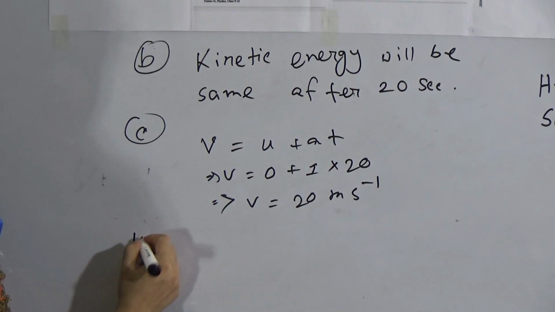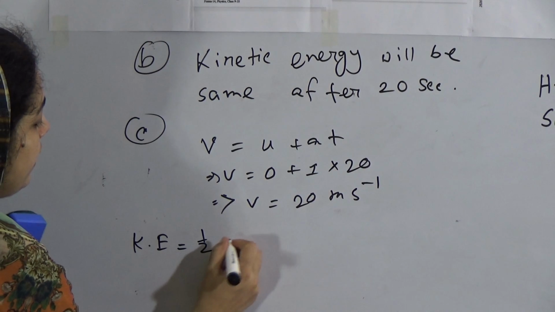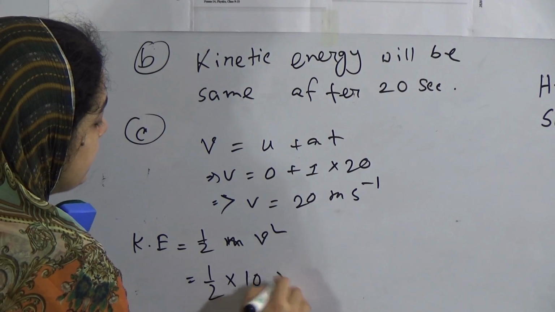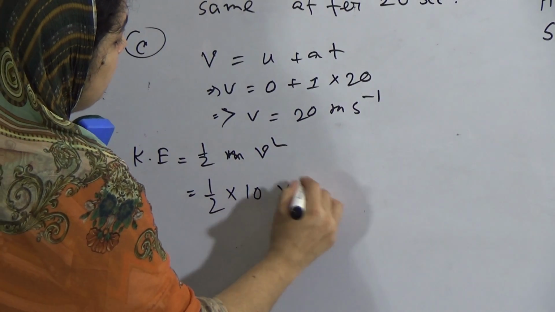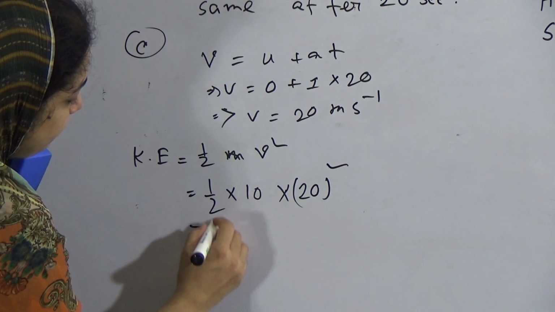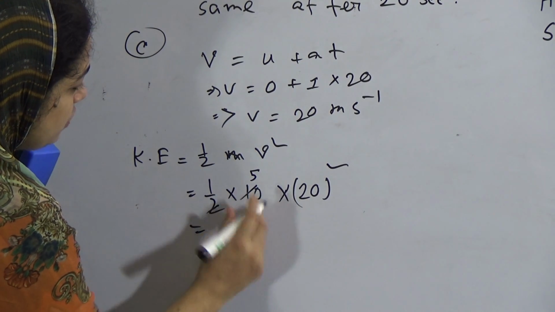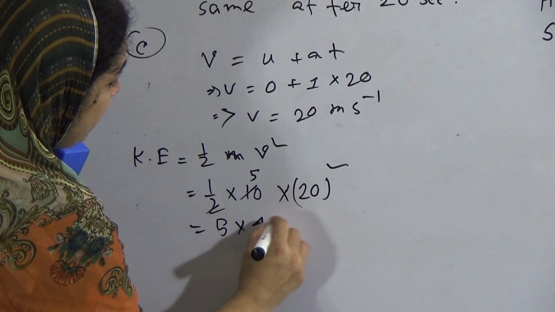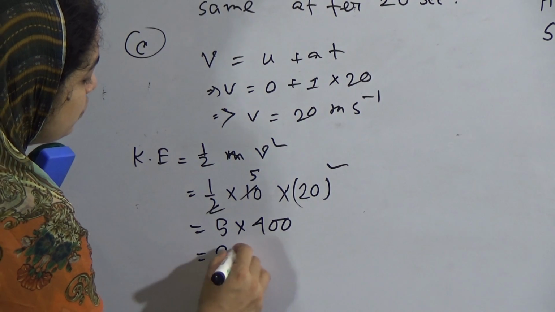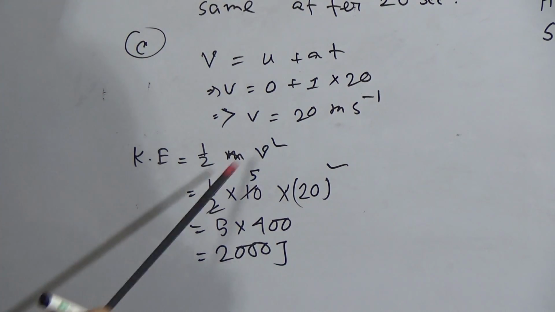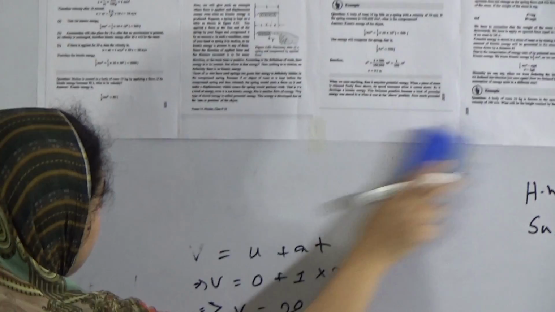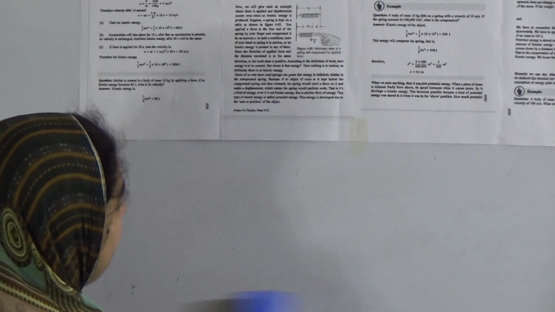Then kinetic energy Ke equals half m v square. So half into m, which is 10 kg, into v, 20 whole square. So it will be 5 into 20 into 20, that means 400, so it will be 2000 joule. So after 20 seconds, kinetic energy will be 2000 joule. My dear students, I hope all of you have understood this mathematical problem. Now we will solve the next mathematical problem.